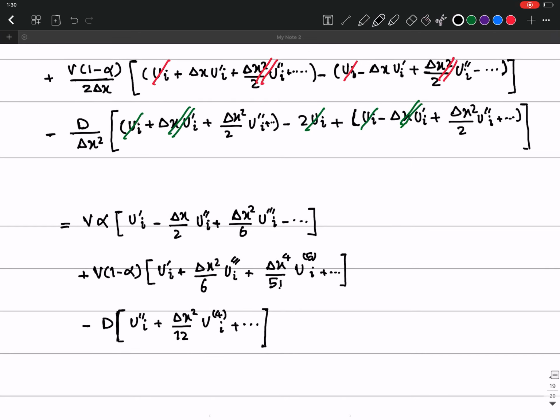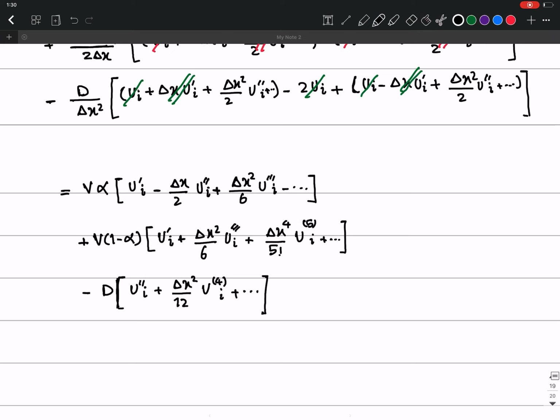An interesting thing, so now let's just rearrange the terms and see what we get. If we rearrange the terms, we are going to get v. So just add these two terms together. You're going to get v alpha u prime plus v 1 minus alpha u prime. So if you just factor u prime I, you are going to get v u prime I.